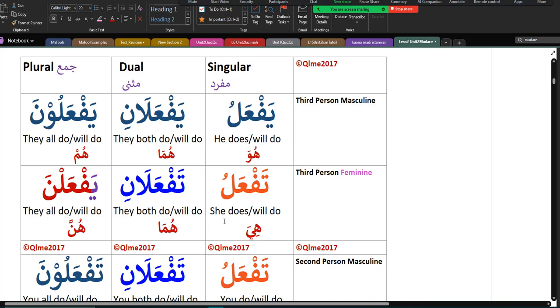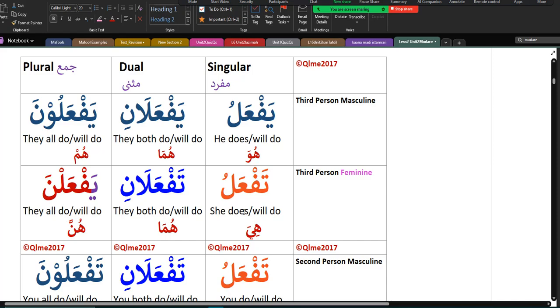So here taf'alu is she does or she will do. This is third person feminine. Taf'alani, they both female do. And notice here, the third person feminine plural, it's gonna be yaf'alna. Until here it's the same, but you have yaf'alna. They all female do, they all female will do.